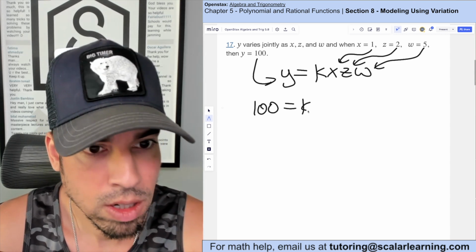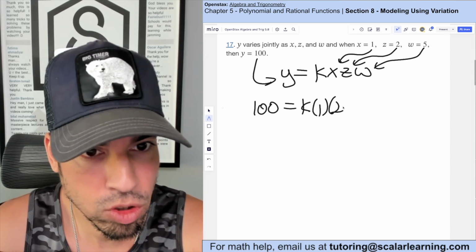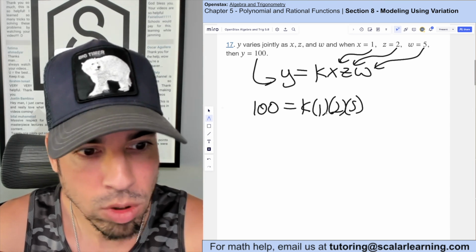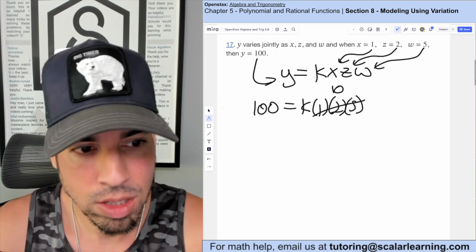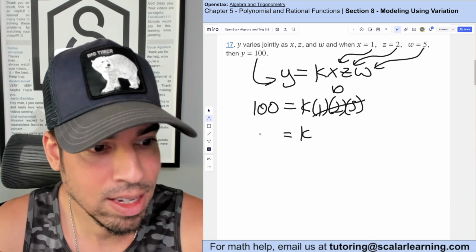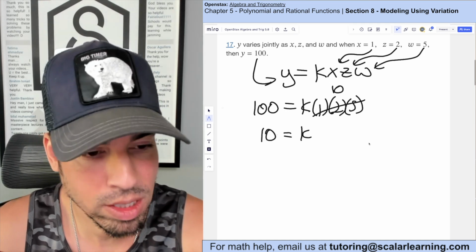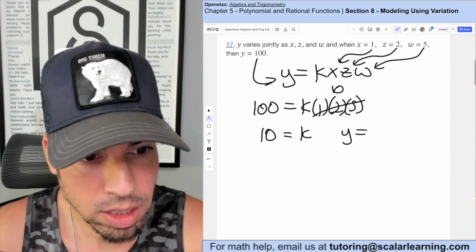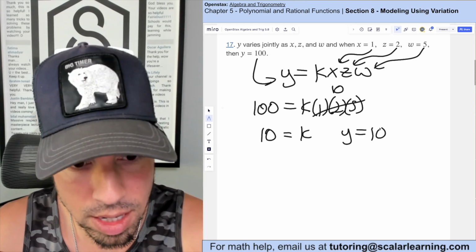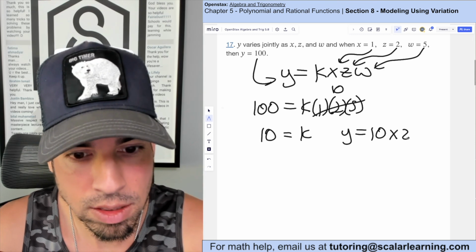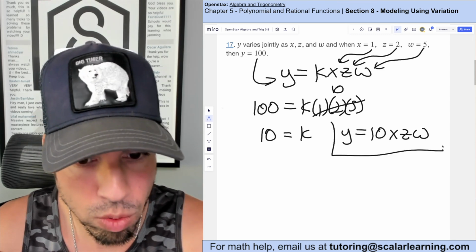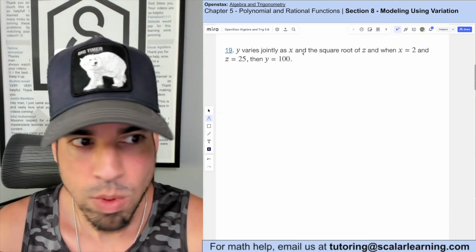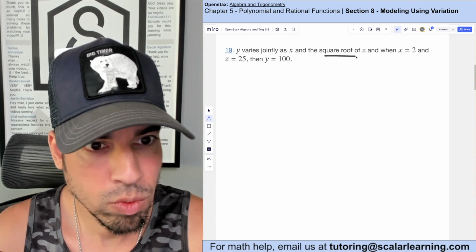100 equals k times 1 times 2 times 5. 1 times 2 times 5 is 10. Then we divide both sides by 10, and we get k equals, well, 100 divided by 10 is once again 10. Now we can rewrite this. Y varies jointly with k being replaced with 10 now. And then we have x, z, w. There's your equation. Done.